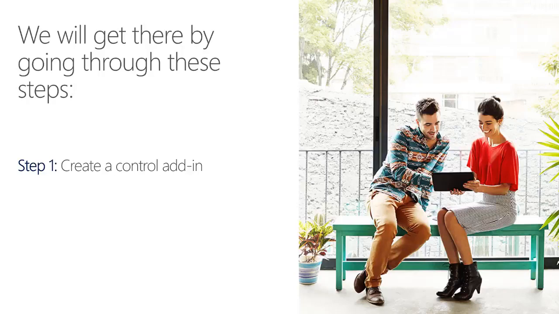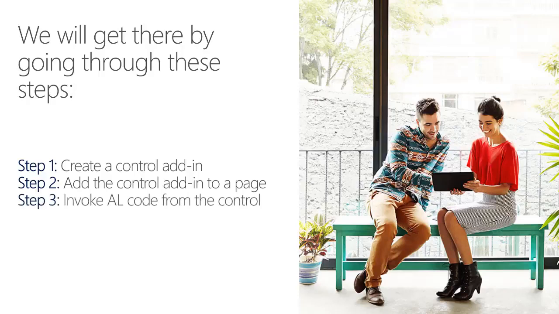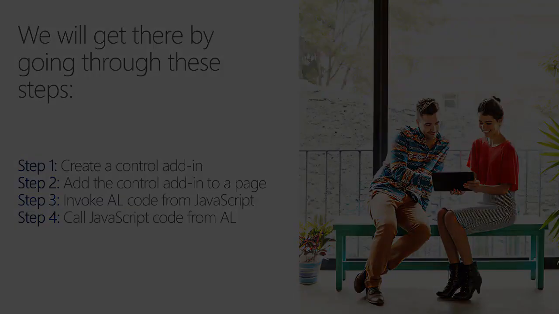First we will create a JavaScript control add-in. Then the control add-in will be added to a page. After that, we add the integration between AL code and JavaScript code by invoking AL code from the control add-in and the other way around, calling JavaScript code from AL code. So let's switch to Visual Studio Code now and start with creating the control add-in.